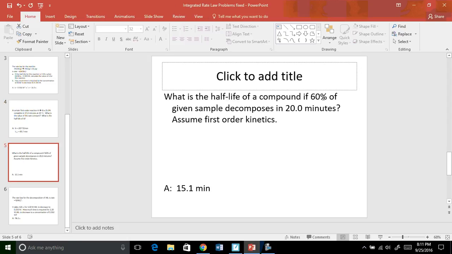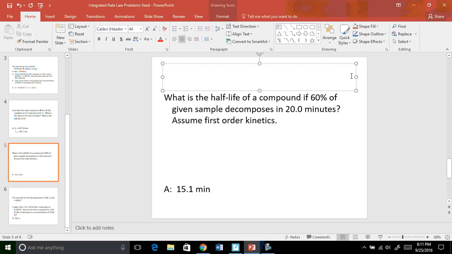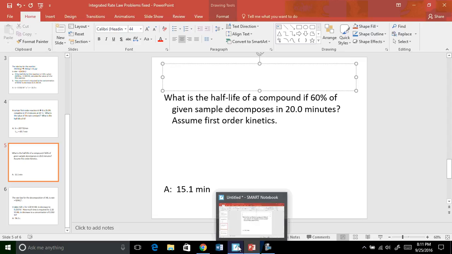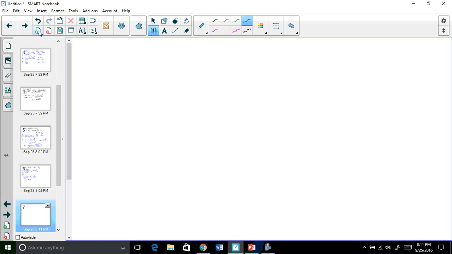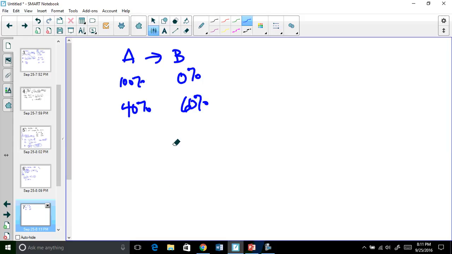This one, what is the half-life of a compound if 60% of the sample decomposes in 20 minutes? Assume first order kinetics. So again, this is what I want to talk about here. 60% of the sample has decomposed. There's weird wording on here that you have to get used to. Remember, at the beginning of a reaction, it's 100% A and 0% B. And if 60% is gone, that means 40% is left.